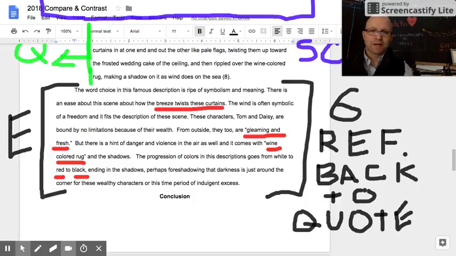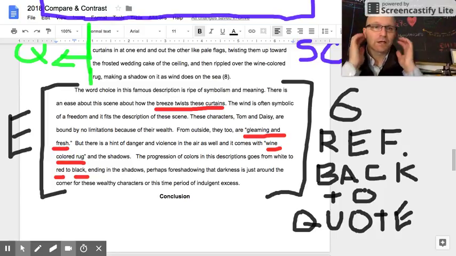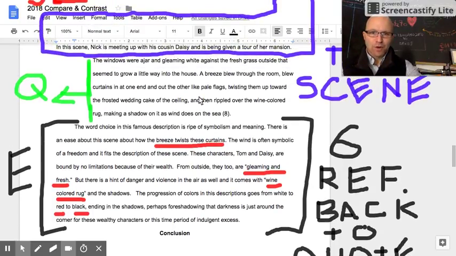Red is symbolic of violence. The progression of colors in this description goes from white to red to black, ending in the shadows, perhaps foreshadowing that darkness is just around the corner for these wealthy characters or this time period of indulgent excess. Okay, so how do you do it? How do you elaborate? It's called specific references back to the quote that you have chosen. And that's how you do it.